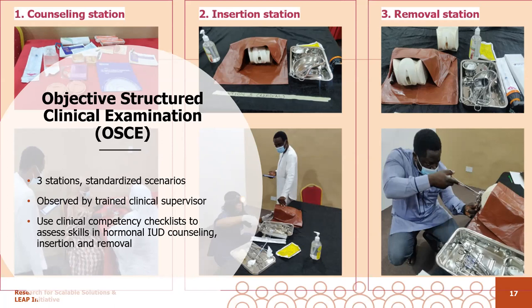So the counseling station had a provider with a standardized patient who had a role that was already drawn up to be used for each of the trainees. Of course, we also had the other counseling materials. We ensured we had all the complements of family planning methods in the context of voluntarism and informed choice. And of course, the other counseling kits.